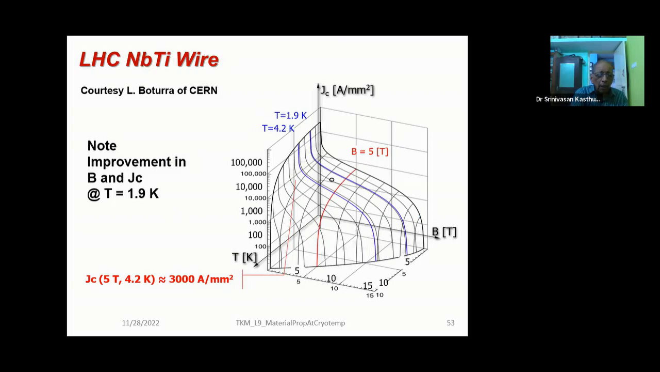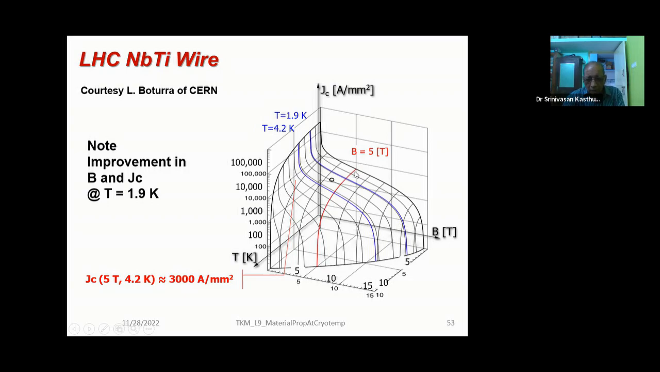Now you see here the Large Hadron Collider niobium titanium wire, and we can very clearly see there are three parameters shown here. One parameter is the temperature, another parameter is the critical current, and the third parameter is the external magnetic field. Now these three parameters have to be taken into consideration. For example, let me see here. We want to have a magnetic field of 5 Tesla.